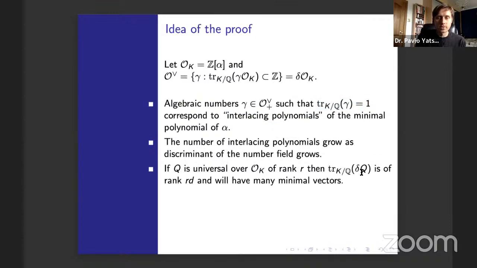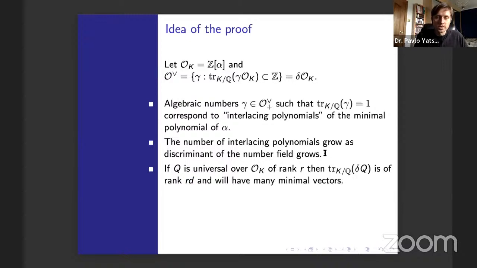Now we take our quadratic form, which we assume to be universal over this number field, and we multiply it by delta and take a trace of it. We take exactly this delta from the codifferent, and by the definition of a codifferent, we know that it's going to be an integer quadratic form. By taking a trace of this quadratic form, we increase the rank. If Q has rank R over O_K, then it's going to have rank RD over the rational integers. So by taking this trace, we increased the rank of our form by a multiple of D.